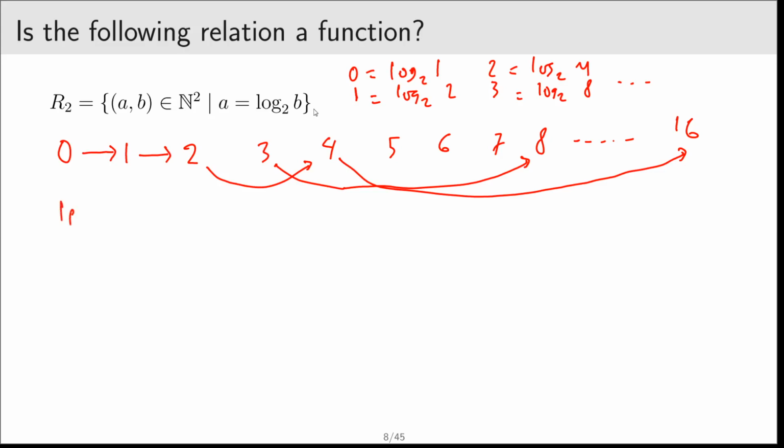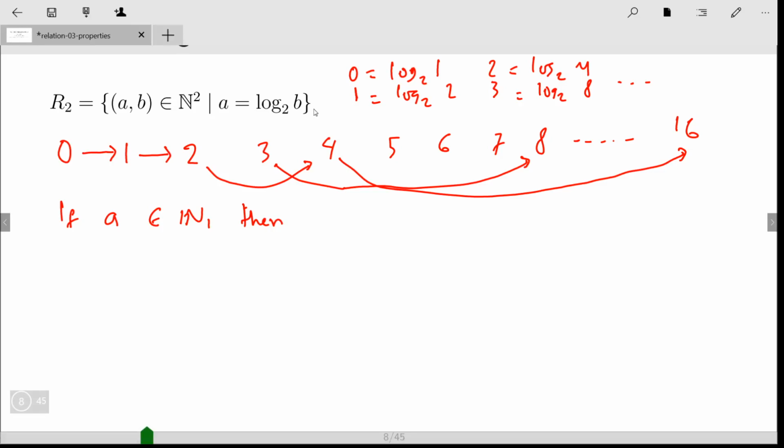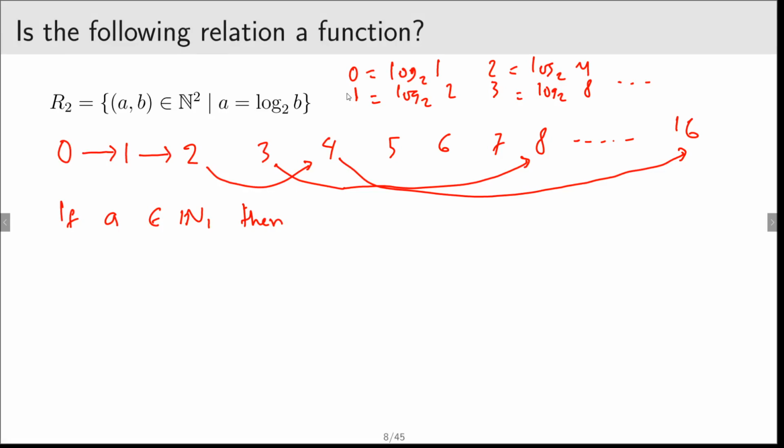So if a is a natural number, then b, a natural number, or I should say, then the pair (a, b) is in R2 if and only if a is equal to log 2 of b, which is if and only if b is equal to 2 to the power of a.